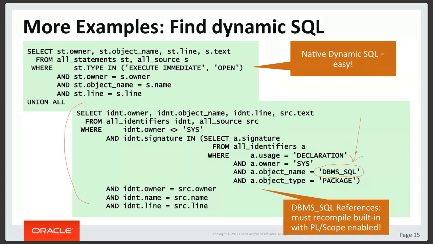Now, having said that, it's probably easier actually to do a text search through all source that contain DBMS_SQL dot, which would give you a pretty good list of all the references to the DBMS SQL package, and union that with your all statements query, looking for execute immediate and open. Regardless, you now have a pretty easy pathway to identify all the places in your code that are vulnerable to dynamic SQL or to SQL injection.